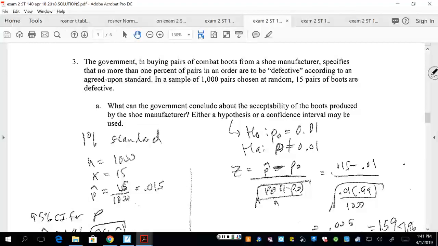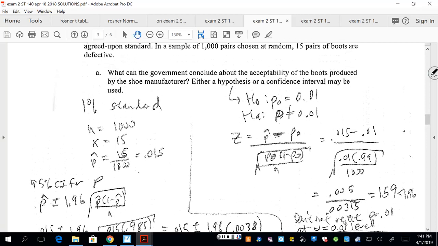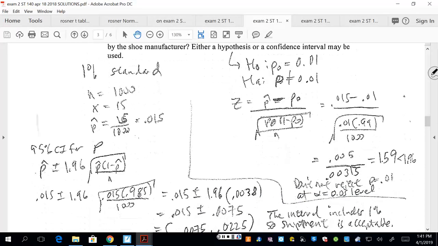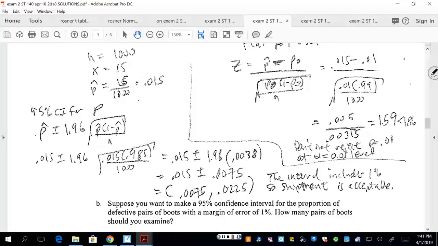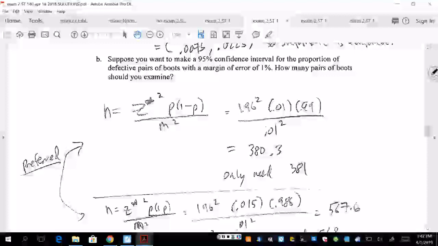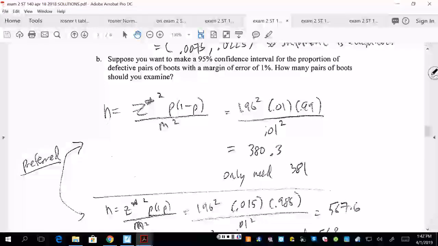Are they in fact not at 1% defective, which is the manufacturing line? So it's testing versus 1%. It says either a hypothesis test or a confidence interval could be used to check whether 1% is reasonable. If we do the confidence interval, it includes 1%, so 1% is possible. If you do the hypothesis test, it comes out this way: we get a z-value of 1.59, which is not so extreme, so we don't reject. And then it follows up with what sample size you want for the 95% confidence interval to have a margin of error of 1%.